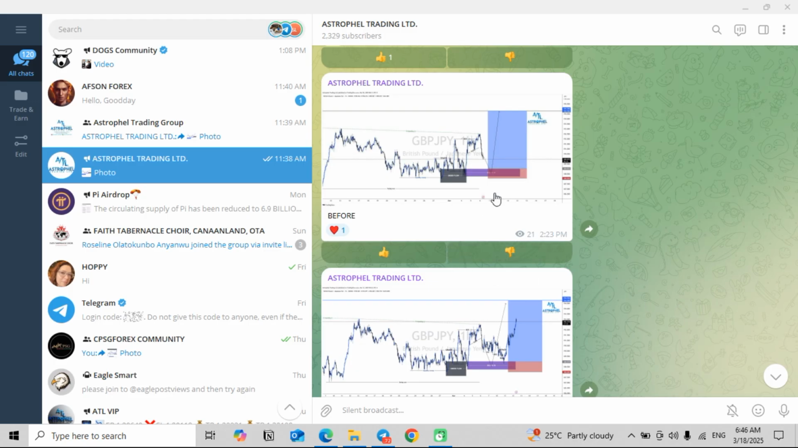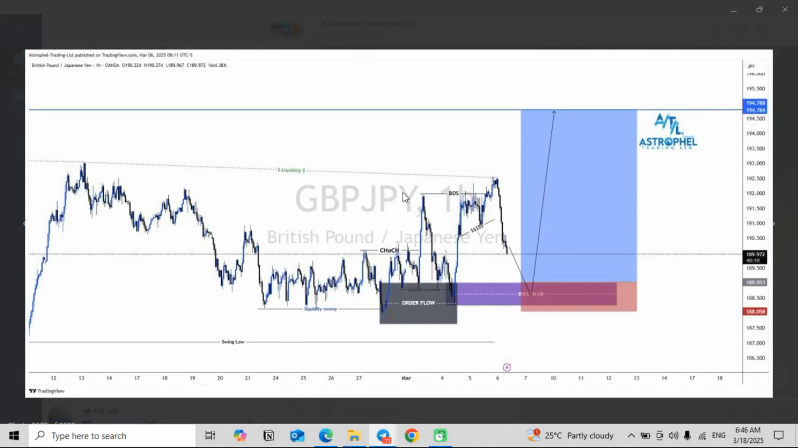Okay guys, the last one we're going to be talking about is pounds JPY, GJ. So we expected price to come down this way and surge up on pounds JPY. Now we wanted an up move because price has started a bullish move pushing up. So we are going to go into the chart and see what is the cause of all of this.